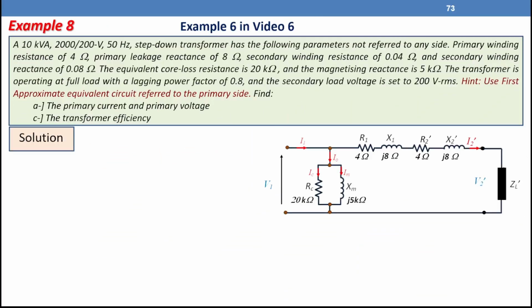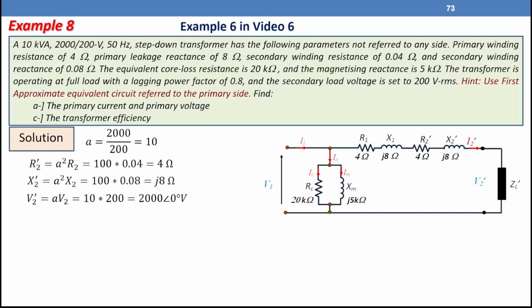We are going to repeat example number 6 in video number 6. So we have a 10 kilovolt ampere, 2000/200 volt, 50 hertz step down transformer, and we have the parameters not referred to any side. So we are going to find the first approximate equivalent circuit, and this is what we did in the previous video. We have R2 dash and X2 dash, and V2 dash equals 2000 angle 0 volt. And then we calculated I2 dash, which is 5 angle minus 36.8 degrees, because the power factor is 0.8 lagging.